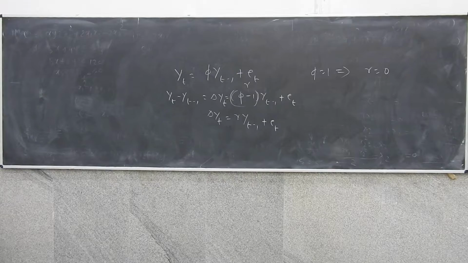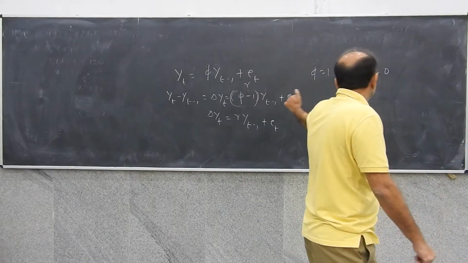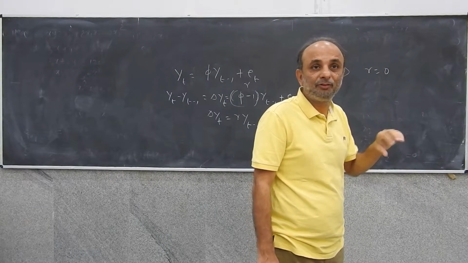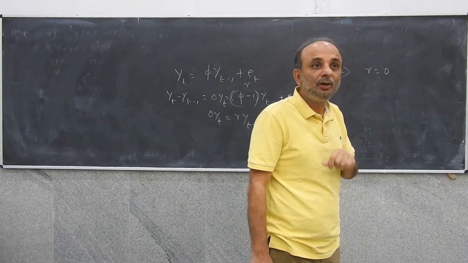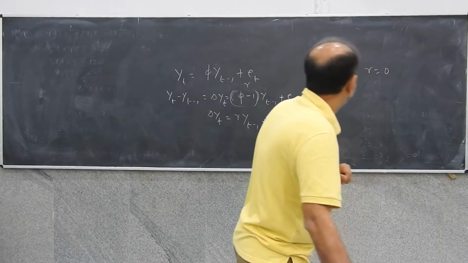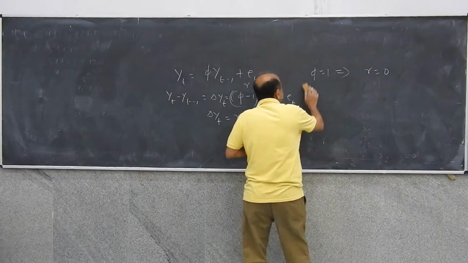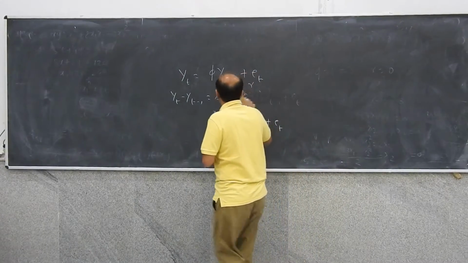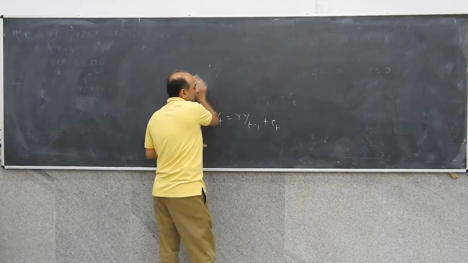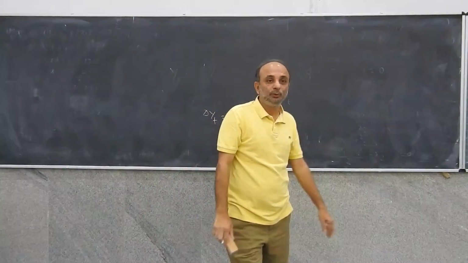So if phi is 0.7, for example, then gamma will be minus 0.3. So that's the kind of problem that we are looking at. So how do you test this? Now the problem again is you cannot use the t-test. You cannot really use the t-test to do this.